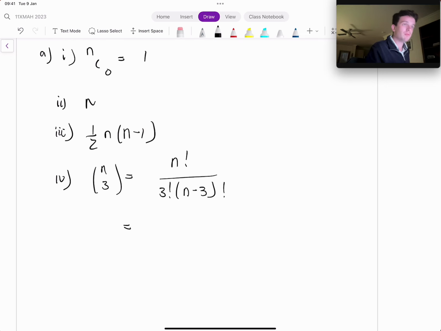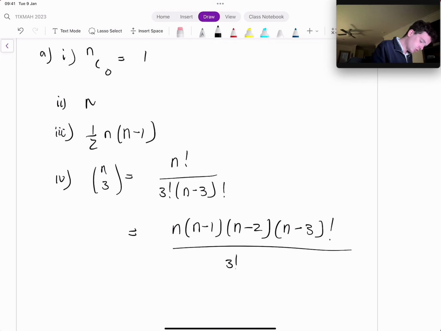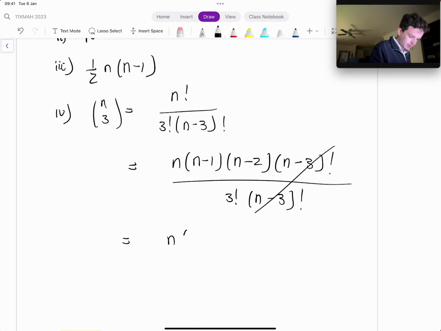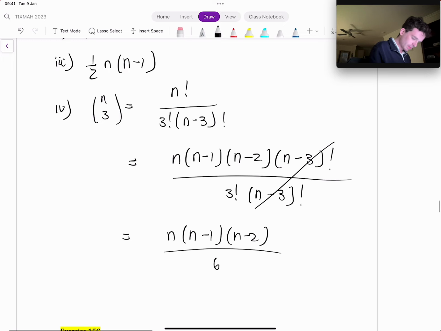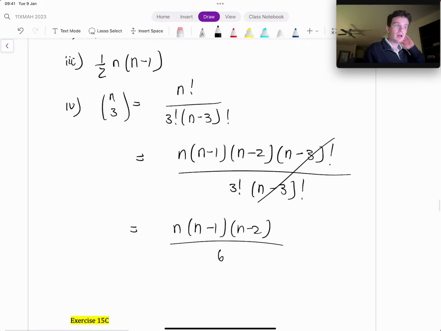Let's do a bit of binomial expanding. Well, n factorial can be written as n times n minus 1 times n minus 2 times n minus 3 factorial, over 3 factorial times n minus 3 factorial. The n minus 3 factorials will cancel. We've got n, n minus 1, n minus 2 all over 3 factorial, which is 6. And that's going to be our formula: n, n minus 1, n minus 2 on 6.